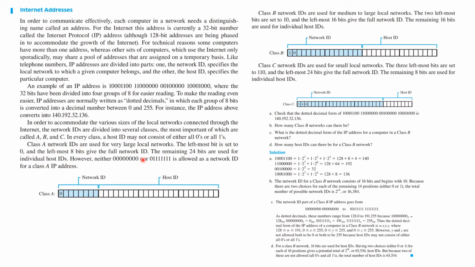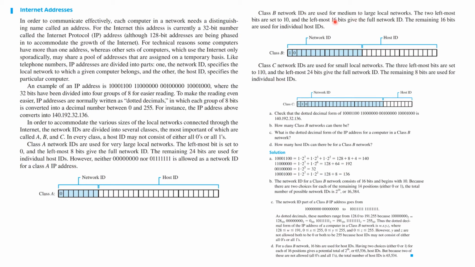Class A network IDs are used for very large local networks. The leftmost bit is set to 0. That makes it a Class A, and the leftmost 8 bits give the full network ID. The remaining 24 bits are used for individual host IDs. So you see you have a lot of host IDs. However, neither all zeros nor all ones can be used as a network ID for Class A IPs.